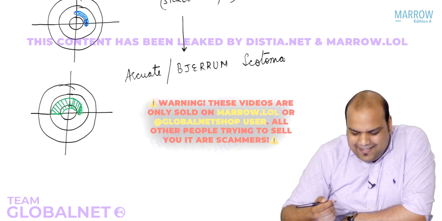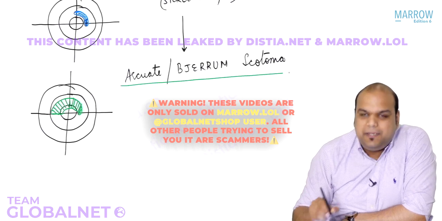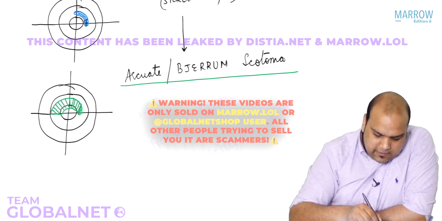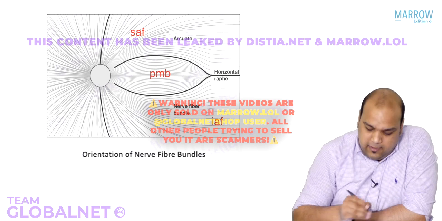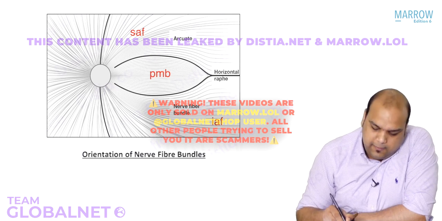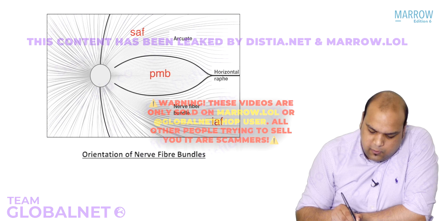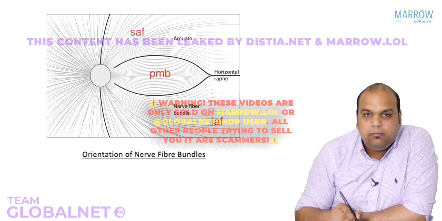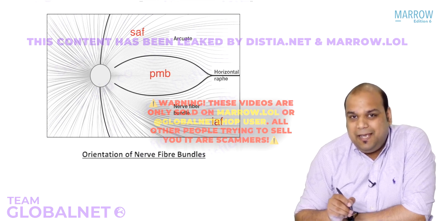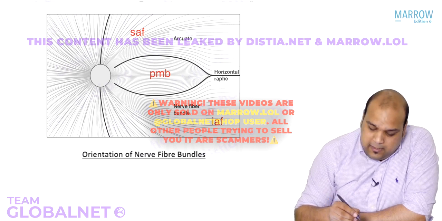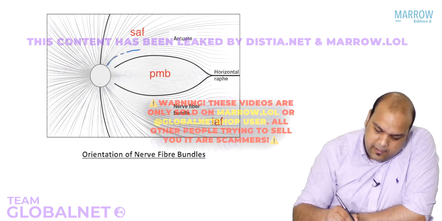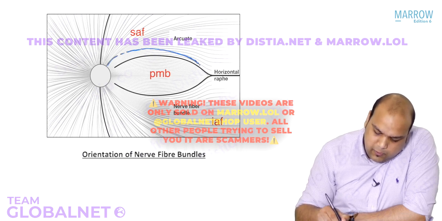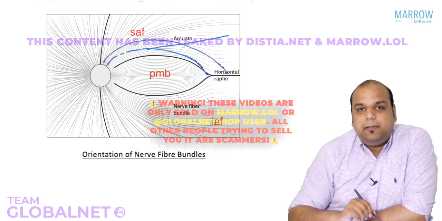Now the question comes, why is this known as an arcuate scotoma or Bjerrum scotoma? For that, let's see this image, everybody. This is the orientation of nerve fiber bundles in the retina. From the optic disc to the macula, everybody. The nerve fibers which go are called as PMB, papillomacular bundle. Then the fibers, everybody, which arch from the optic disc above the macula and then go and meet the horizontal raphe. These fibers are called as arcuate fibers.